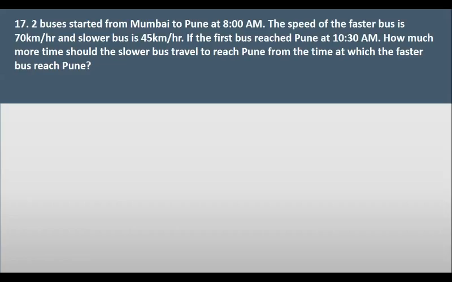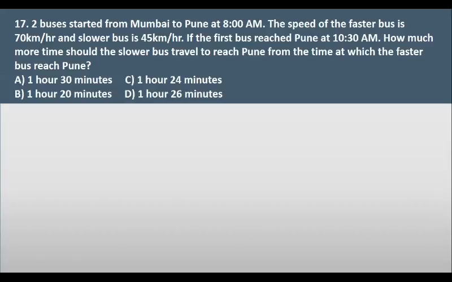Two buses started from Mumbai to Pune at 8 am. The speed of the faster bus is 70 km per hour and the slower bus is 45 km per hour. If the first bus reached Pune at 10:30 am, how much more time should the slower bus travel to reach Pune from the time at which the faster bus reached Pune? And the options are A 1 hour 30 minutes, B 1 hour 20 minutes, C 1 hour 24 minutes and D 1 hour 26 minutes.